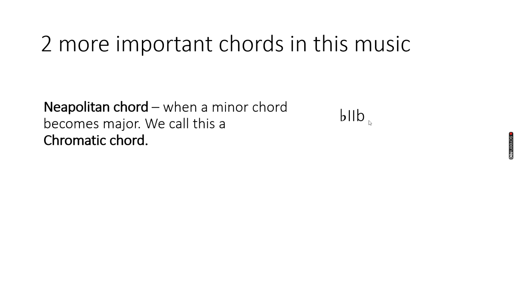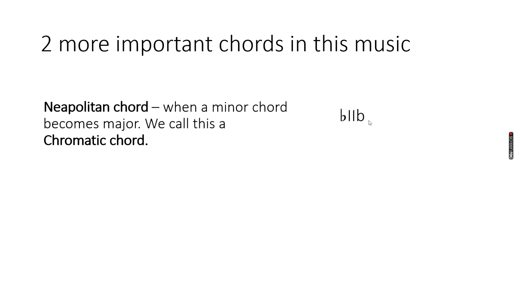Now this C natural does not belong in the key of B minor. Remember, it has 2 sharps. It does not belong in this key. So this is a chromatic chord. It does not belong in the key signature, this Neapolitan chord. It only happens once, and it is a big deal.